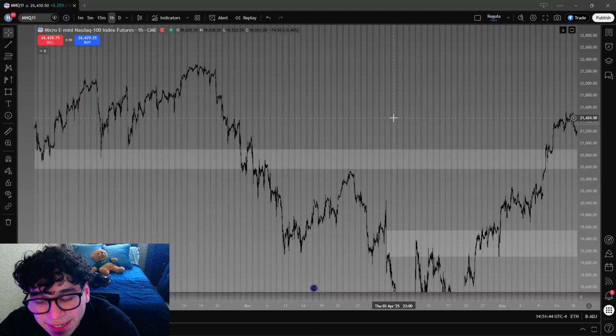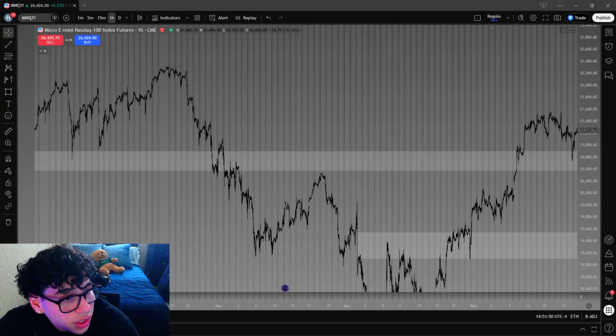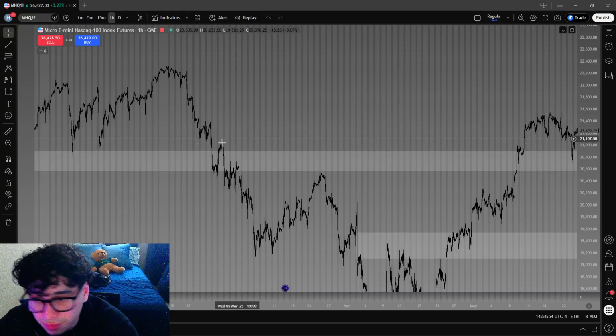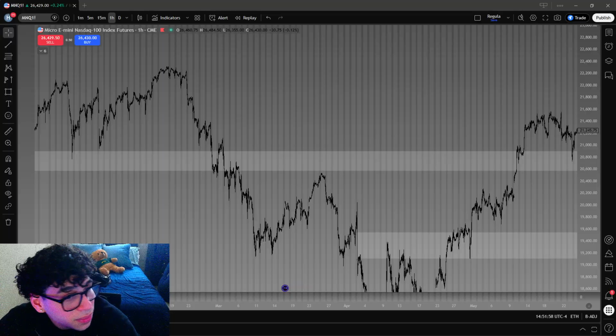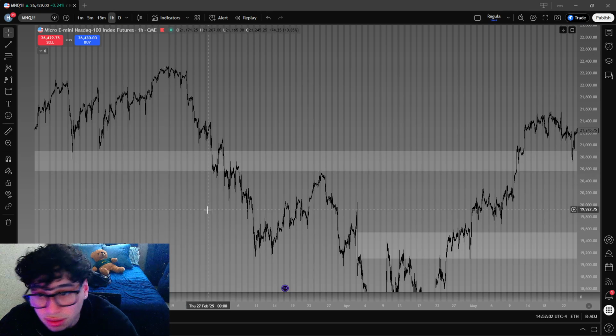So what is equilibrium? Equilibrium is simply the 50% level of range. High plus low. Think of it as a fair value between buyers and sellers. Above equilibrium, price is trading at a premium price. Below equilibrium, price is trading at a discounted price.